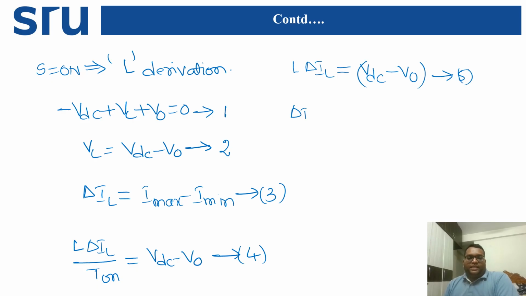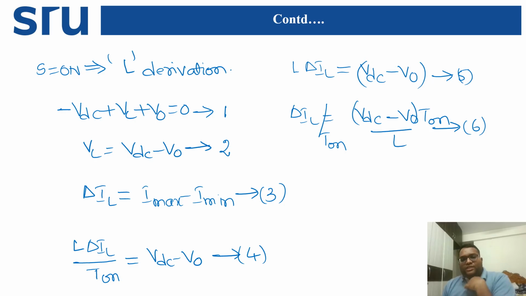Then delta IL is nothing but VDC minus V naught divided by L, multiplied by T on. Let us take it as equation number 6. So this is under the T on condition. From the earlier equation, we know that T on is equal to D times Ts. That is equation number 7.